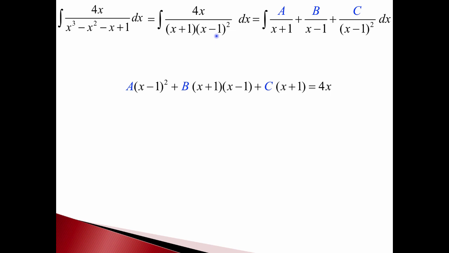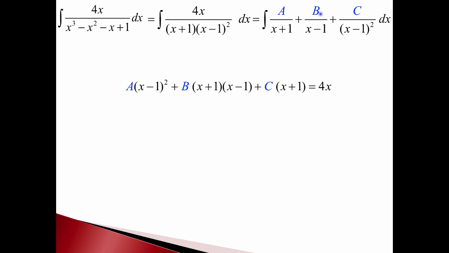I'd need to multiply by x minus 1 squared in the top and bottom so that the denominator would be x plus 1 and x minus 1 squared. So multiply the top and the bottom by x minus 1 squared. So the a times x minus 1 squared would be the first part.